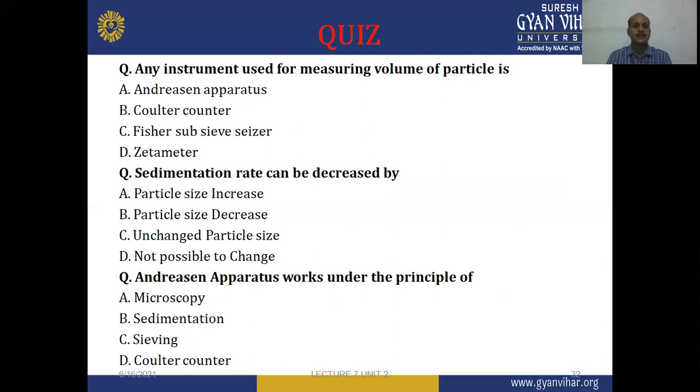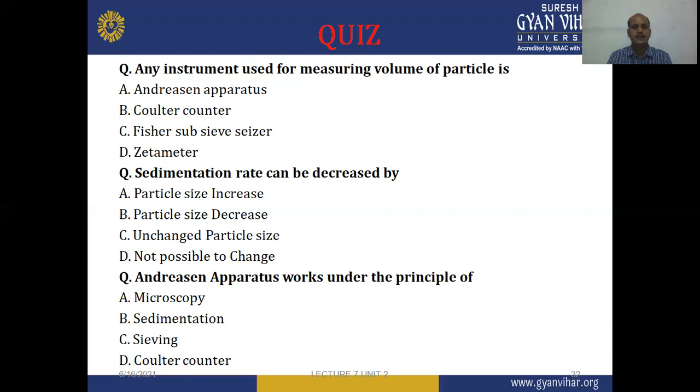Then, sedimentation rate can be decreased by. So how can the sedimentation rate be decreased? After completion of today's lecture, the student should be able to answer this question. There are 4 options: particle size increase, particle size decrease, unchanged particle size, or not possible to change. So we have to go through the sedimentation method and find out the correct answer to this question.